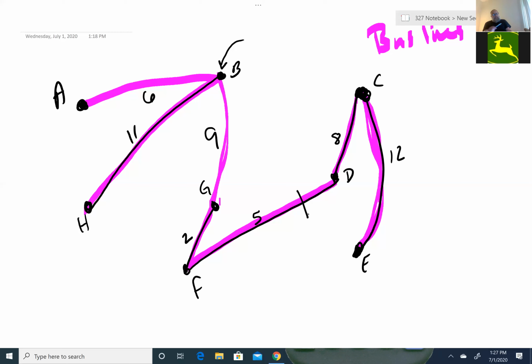So the minimum spanning tree is a wonderful thing, but understand it has its limitations as well, because if anything, one part of this goes down, the whole thing kind of goes to pot on us. Okay, so just be aware of that. Some things to think about.